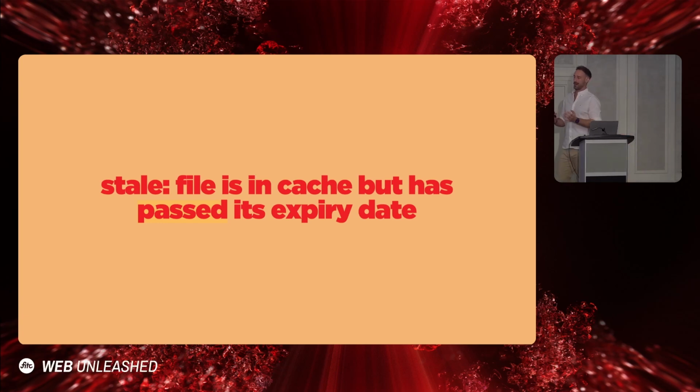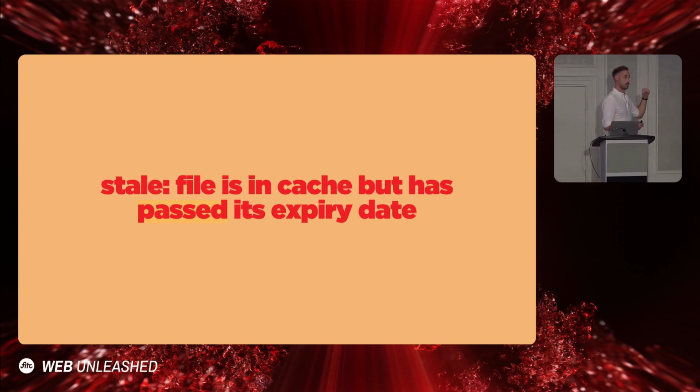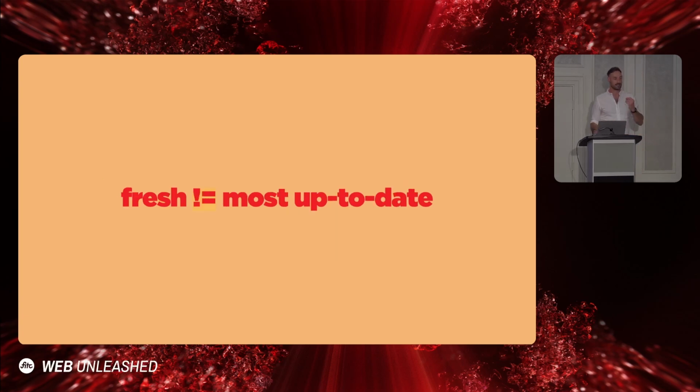There's a third scenario that isn't covered by fresh and stale, and that is the file on the server that is more up-to-date than any files in the cache. There isn't a name for that. In the caching world, there isn't a name for that. If a file is on the server, it's probably the most up-to-date, but it doesn't necessarily mean it's in cache, so fresh and most up-to-date are not the same thing.